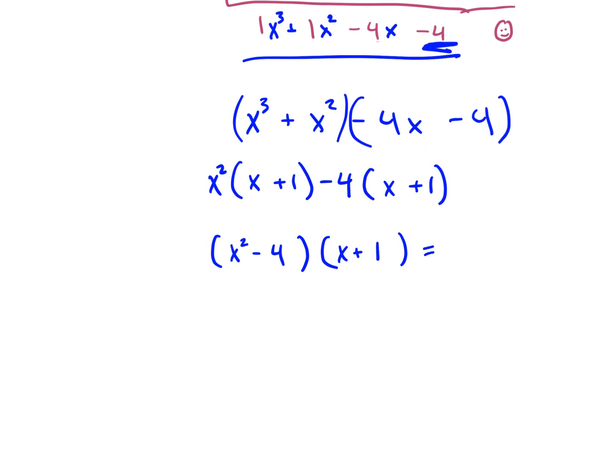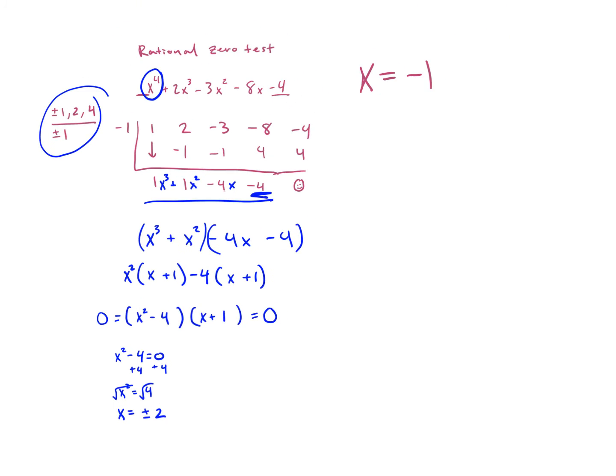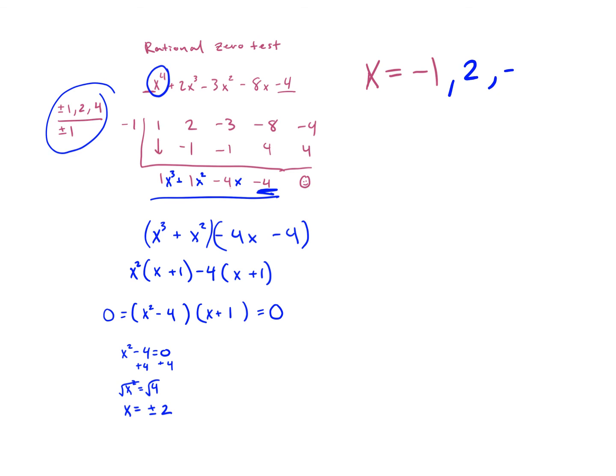So from here, this is factored, so I just set each piece equal to 0. So x squared minus 4 is equal to 0. I can add 4 to both sides. X squared is equal to 4. Take the square root, so what's x going to be equal to? Plus or minus 2. So I'm going to add those to my list here. I have a positive 2 and a negative 2. And then I can solve for the next one too.